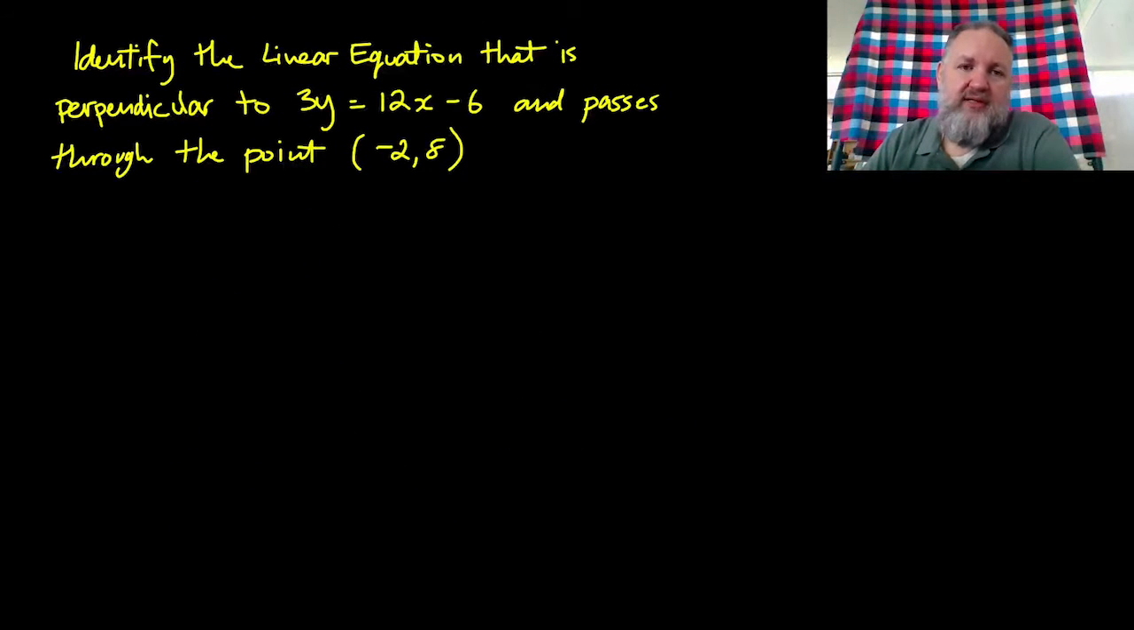We might use that perpendicular rule to help us work out another question, just as an example. So let's just say I needed to find an actual equation that is perpendicular to another equation. So this equation, 3y equals 12x minus 6. I want to find a linear equation that is perpendicular to that, and it passes through the point (-2, 8). So let's write down that rule firstly.